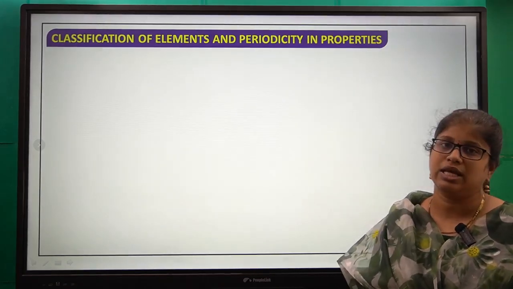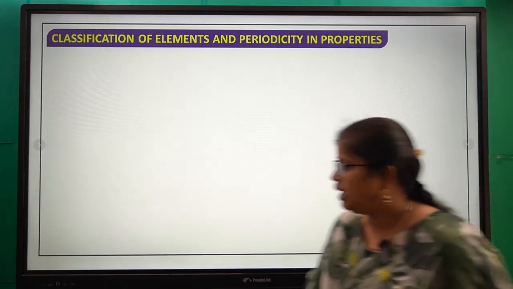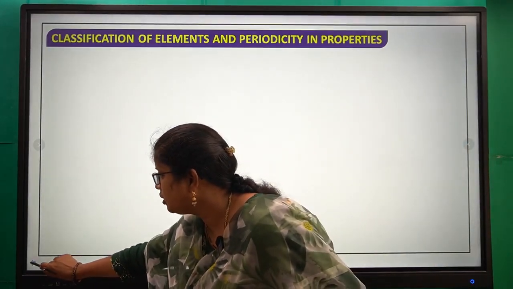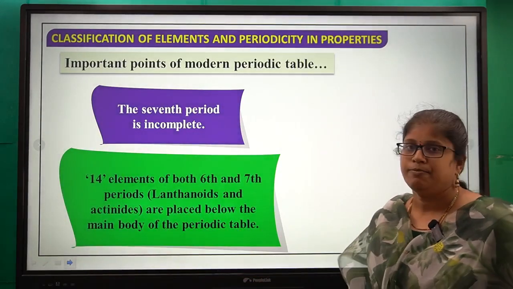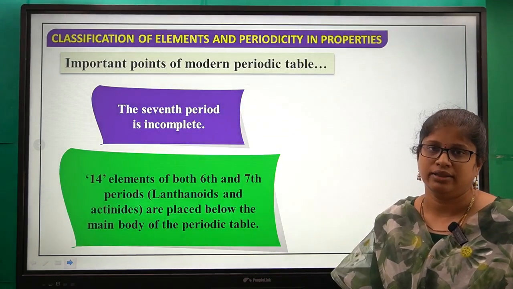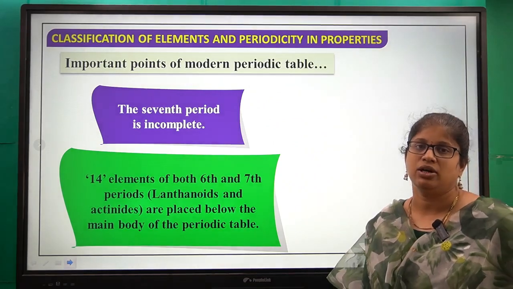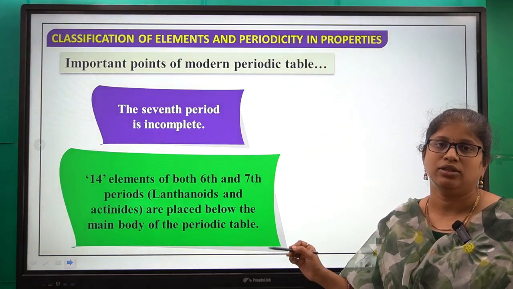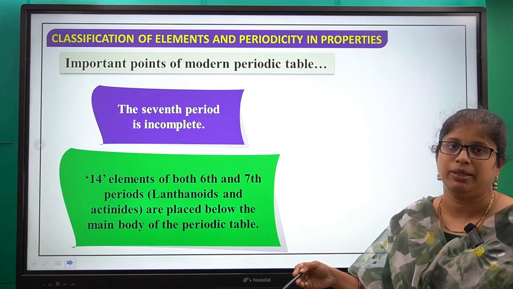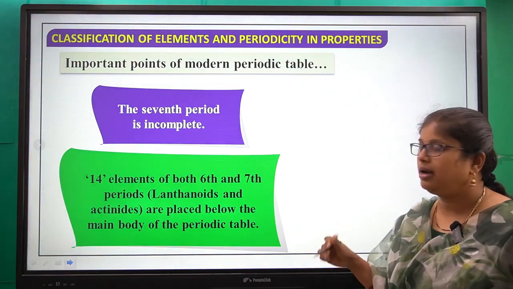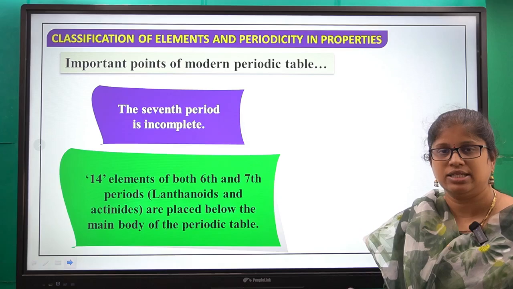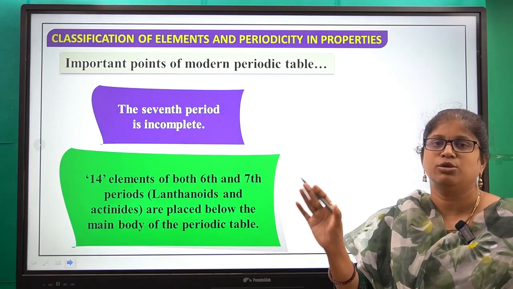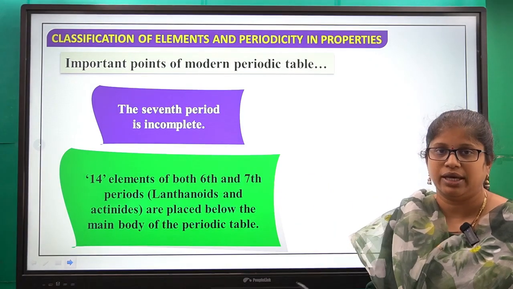So what are those elements? Lanthanoids and actinoids. So 6th period elements are lanthanoids, 7th period elements are actinoids. These lanthanoids and actinoids are placed below the periodic table, but we are not considering them as separate periods. They belong to the 6th and 7th only, but it is not possible to arrange them in the periodic table, so that's why they are arranged at the bottom.